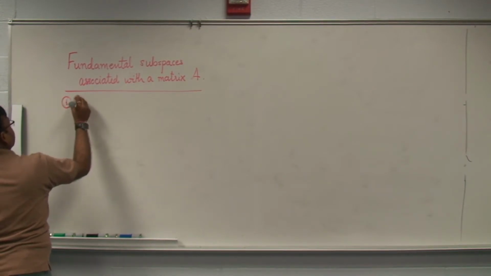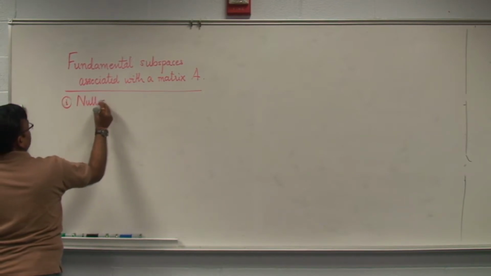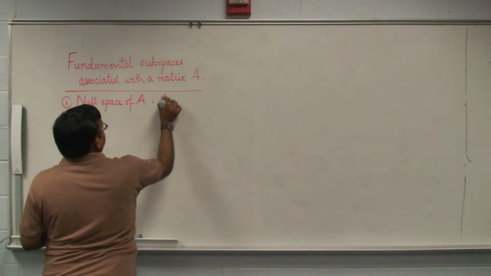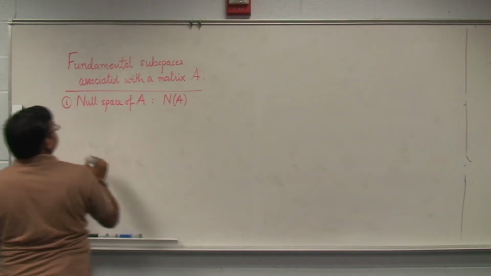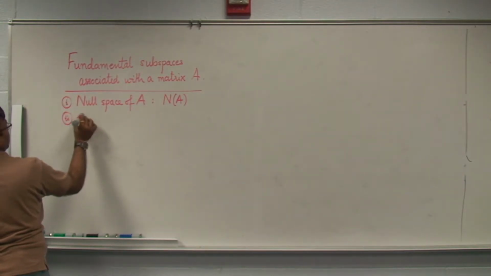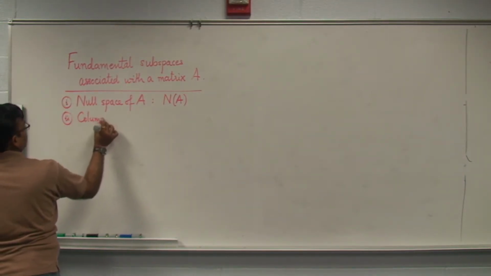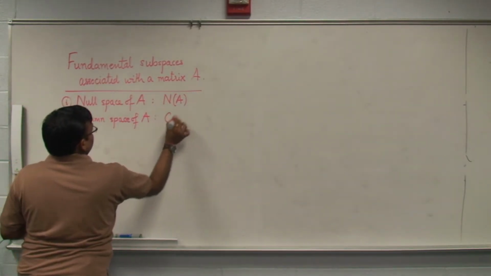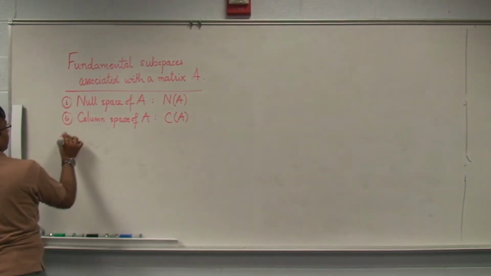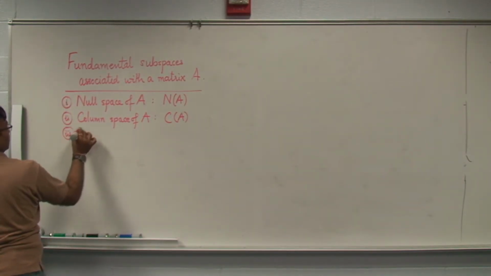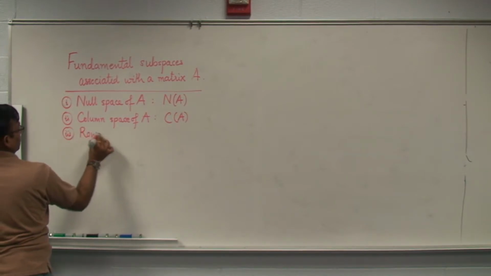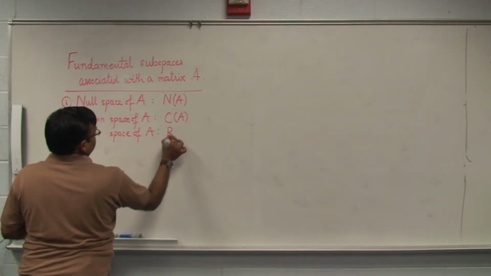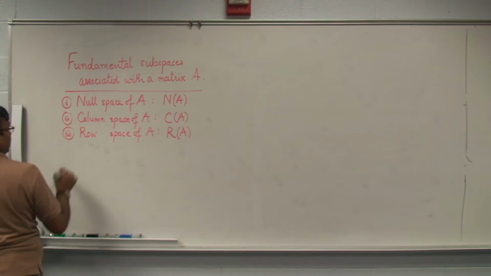One thing we will call the null space of A. I will generally denote it by N(A). The other thing we'll talk about is the so-called column space of A, which I will generally denote by C(A). And the third thing is the so-called row space of A. And as you could possibly guess, we call it R(A).